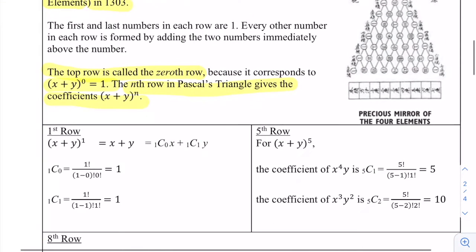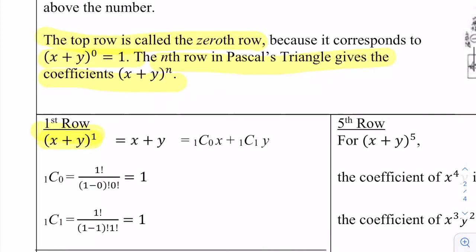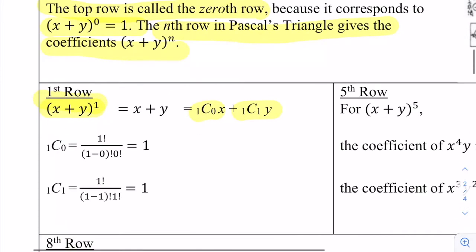Now let's consider the first row. We know the first row is x plus y raised to the 1. That's not a mystery there. But we can rewrite the coefficients as 1 choose 0 times x plus 1 choose 1 times y. Again, using that definition, we have 1 factorial over 1 minus 0 factorial times 0 factorial. That equals 1, and 1 choose 1 also equals 1.